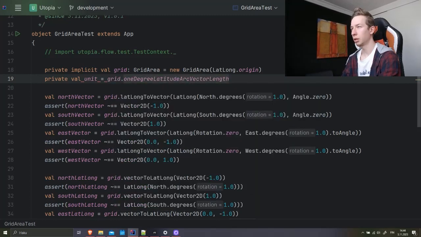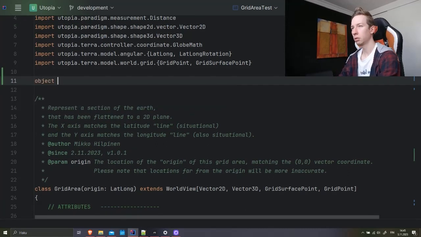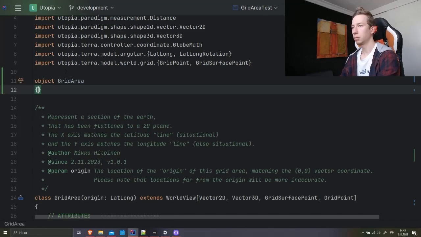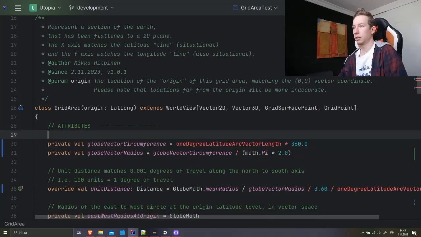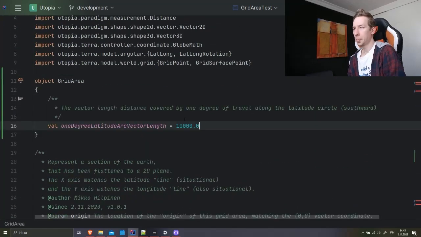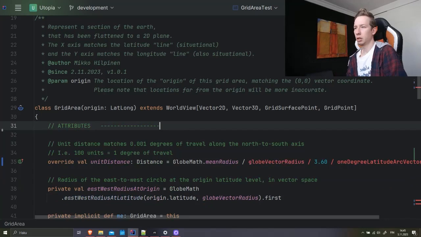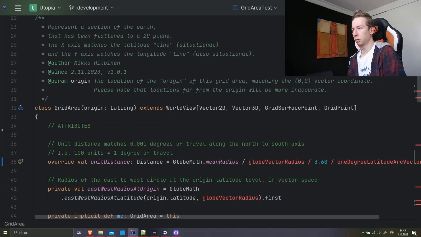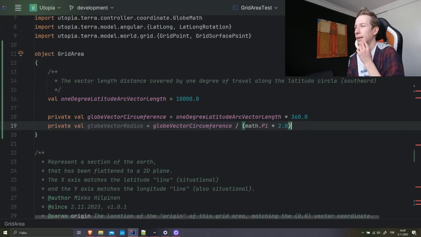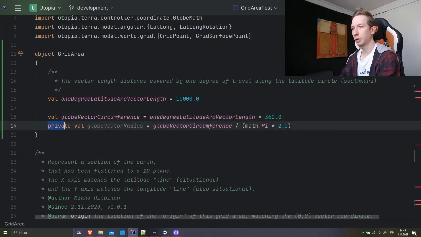1 degree. And of course, because this is a hard-coded value, you can just move it into the object. We don't have to have it in every instance separately. So let's do that. Let's move it here. Then these as well. These are kind of fixed values. So I think that's good for now. Let's just expose these as well publicly.